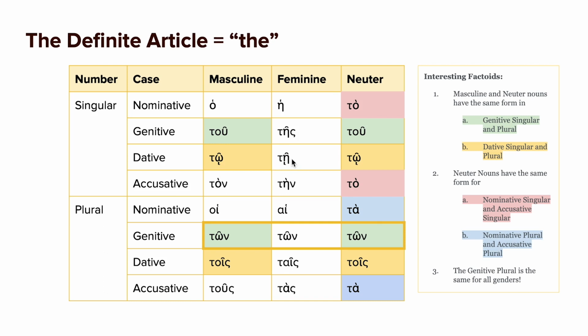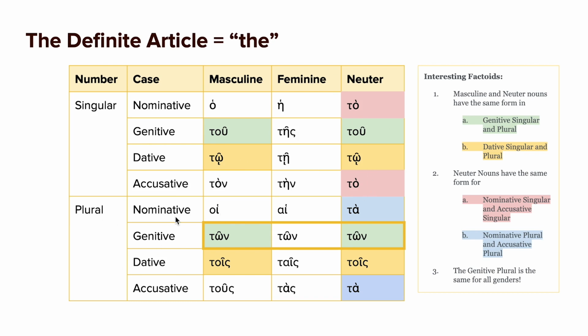To the girl, you'd have te with a little iota subscript. And then to would be before the neuter word. So the paideon, the child, is a neuter noun in Greek. And then accusative is ton, ten, and to. Now notice a few things. We know that the neuter nominative singular and the neuter accusative singular are the same. And notice we also have the genitive singular is the same between masculine and neuter, and also the dative is the same between masculine and neuter.